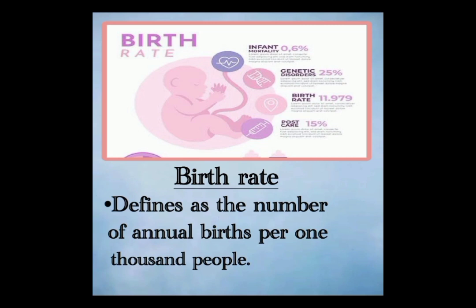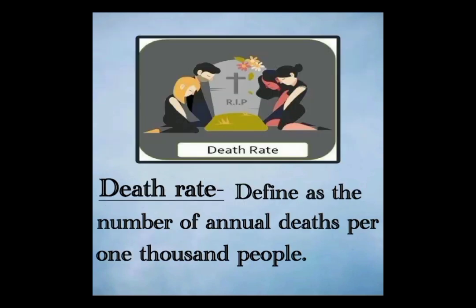Birth rate is defined as the number of annual births per 1,000 people, and the death rate is defined as the number of annual deaths per 1,000.